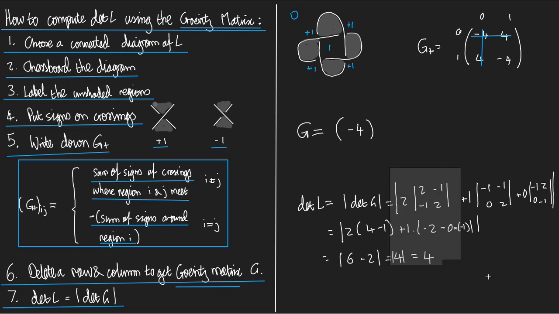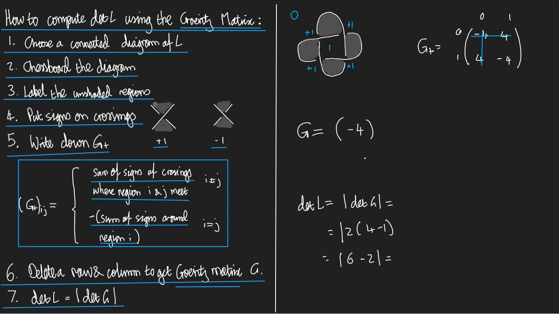So now, the determinant of L, that's the absolute value of the determinant of G, which is the absolute value of the determinant of the matrix with the single entry minus 4. Now, you've probably never computed the determinant of a 1x1 matrix before, but it's really easy. The determinant of a 1x1 matrix is the entry of that matrix. In this case, minus 4, and its absolute value is 4.